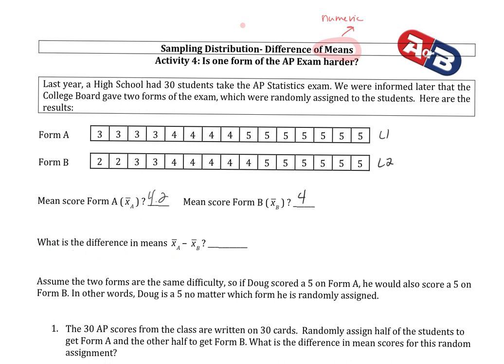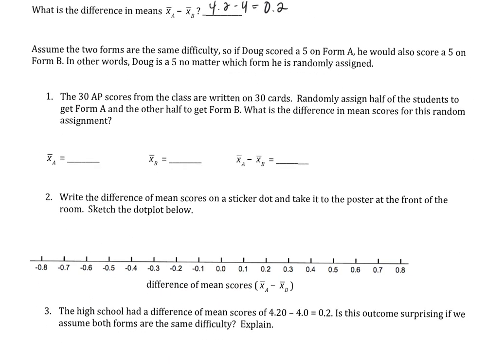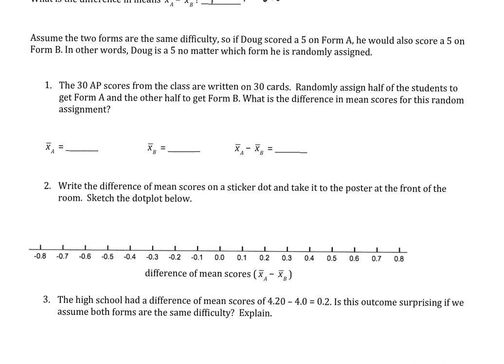What is the difference in the means? And you can see here it tells us to subtract A minus B. That mean difference is going to be 4.2 minus 4, which is 0.2. Okay. It says, assume the 2 forms are the same difficulty. So regardless of the form you get, you're going to score the same, is what this is saying. If Doug scored a 5 on Form A, he would still score a 5 on Form B. So in other words, Doug gets a 5 no matter what form he's assigned.